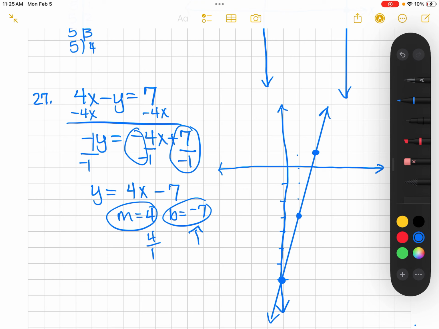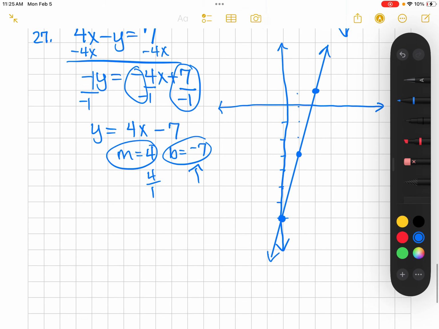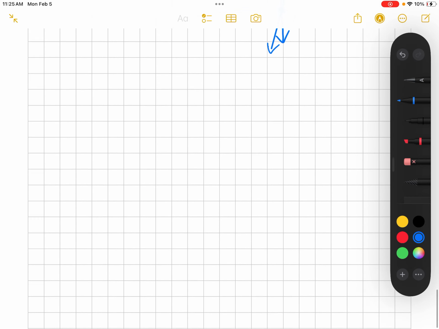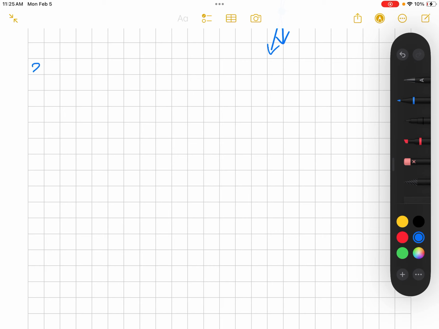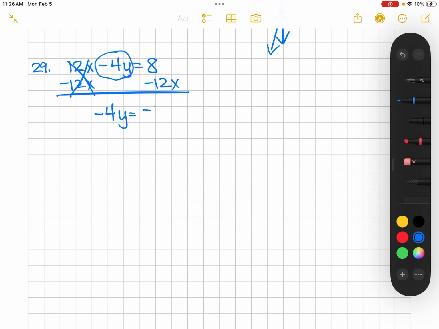Okay, last one of the odds for the worksheet is 29, and we're still doing the same type. We're graphing using the slope and the y-intercept. So 29 is 12x minus 4y equals 8. So I'm going to subtract 12x on both sides. Remember, when you do this, that negative stays with the 4y. So these go away, and I have negative 4y equals negative 12x plus 8.